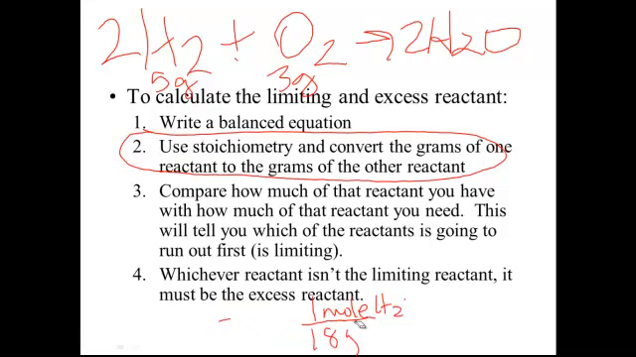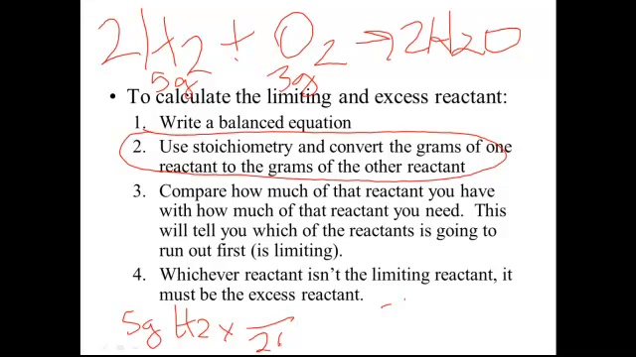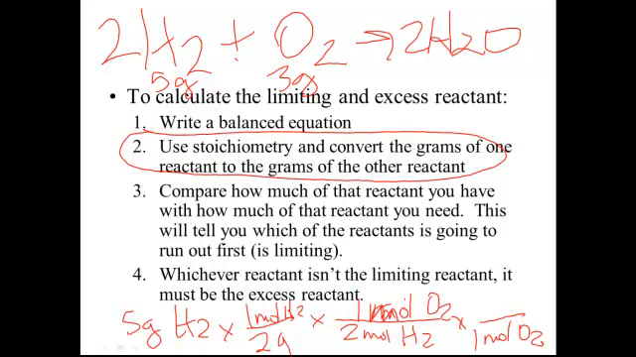Let's get rid of all that and just try it again here. So if we have 5 grams of H2, there's 2 grams in 1 mole of H2. And then here's our stoichiometry step. From our balanced equation, 2 moles of H2 are going to react with 1 mole of O2. Sorry, that's an M. And then 1 mole of O2 has a mass of 32 grams.